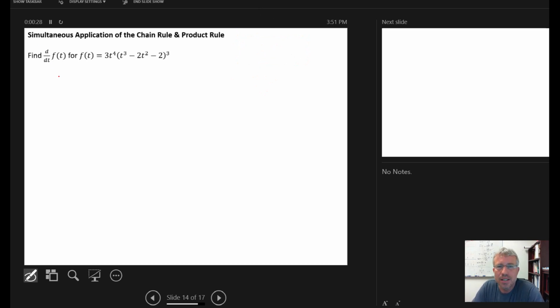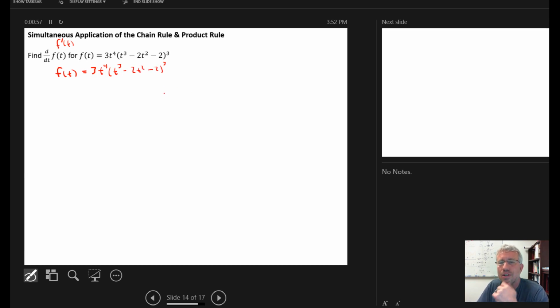So it says find d dt of f of t, or in other words, find f prime of t, find the derivative of f of t, for f of t equals 3 times t to the fourth times t cubed minus 2t squared minus 2 all cubed. So I'm going to go ahead and rewrite the original problem. So 3t to the fourth times t cubed minus 2t squared minus 2.